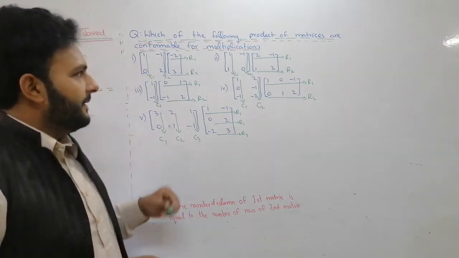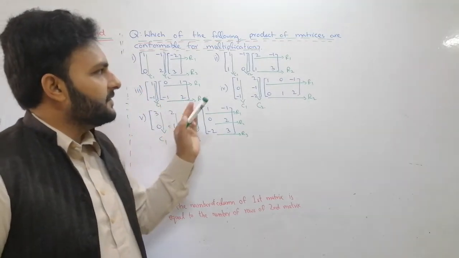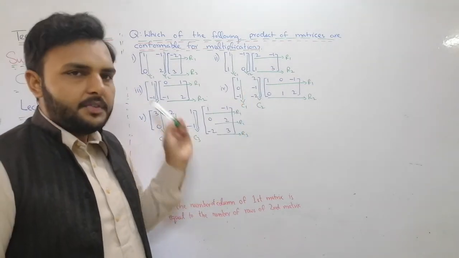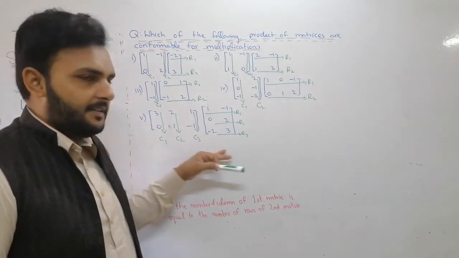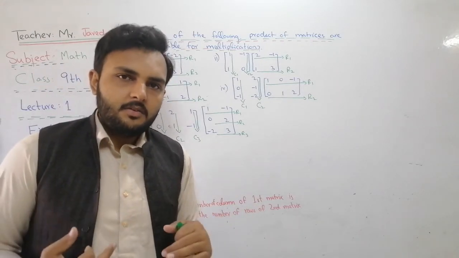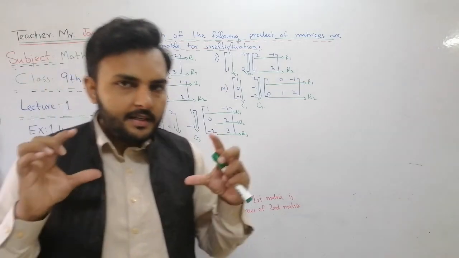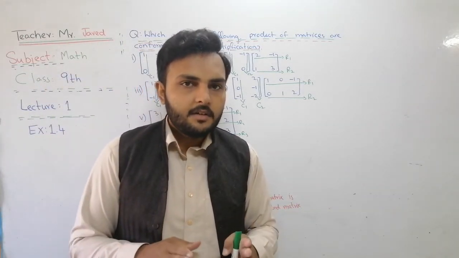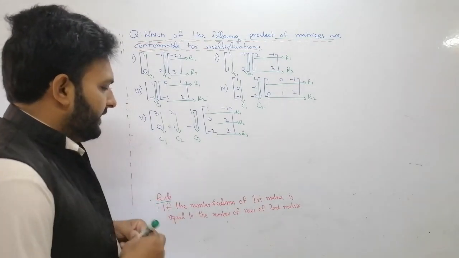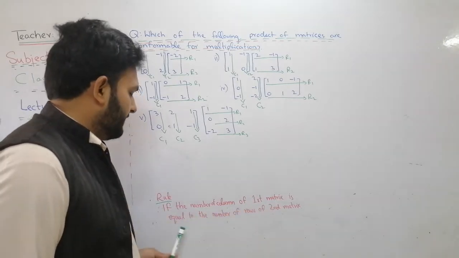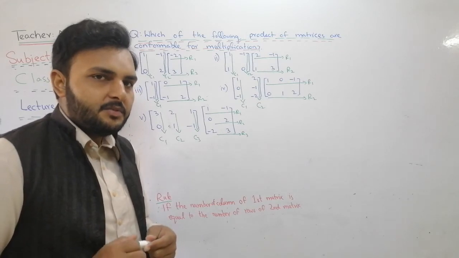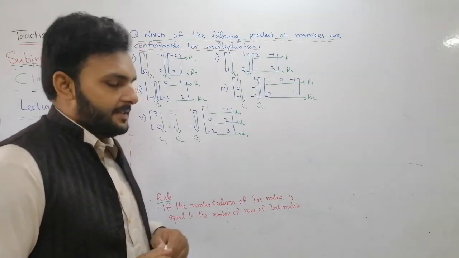Clear, all the students? I have drawn these lines here just to explain to you. You will not draw these lines for rows and columns. You will just write the answer simply, that these matrices are conformable for multiplication or not. Clear? So you will write the whole answer, not only yes or no. Okay, so let's see the rule of multiplication again: if the number of columns of the first matrix is equal to the number of rows of the second matrix, then the given two matrices will be conformable for multiplication.